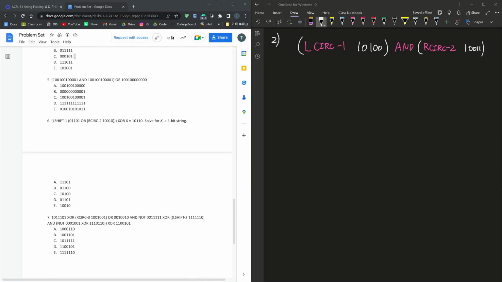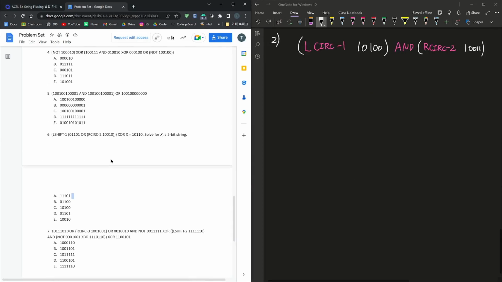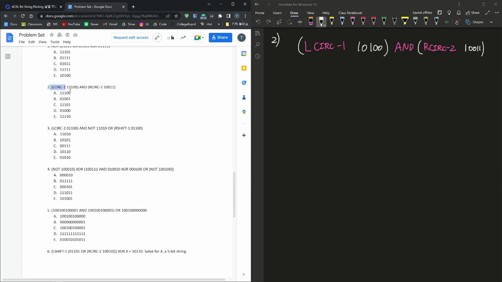Okay, so let's move on to problem number 2. If we scroll up here, that is problem number 2. If you haven't attempted it yet, again, same thing, please pause the video and attempt it. Otherwise, we will start. So, according to our order, we should start with anything inside the parentheses. We'll start from here. CIRC 1 10100. So we will copy down 10100, and remember that CIRC 1 is you take the left digit and move it to the right. You take the beginning digit, move it to the end.